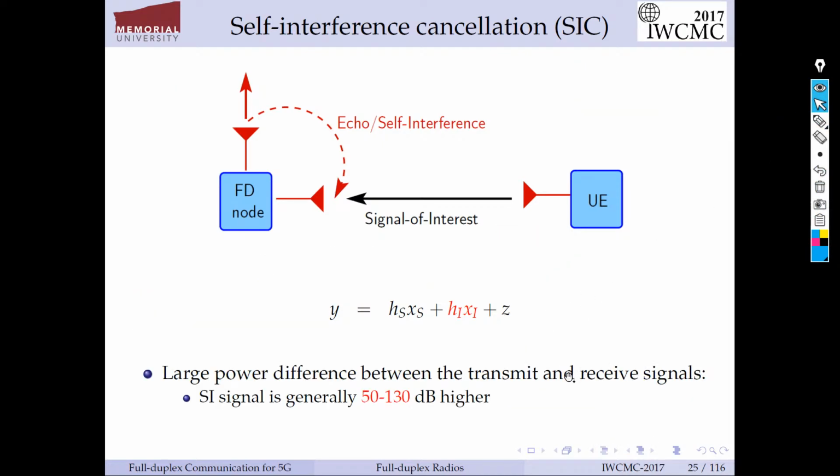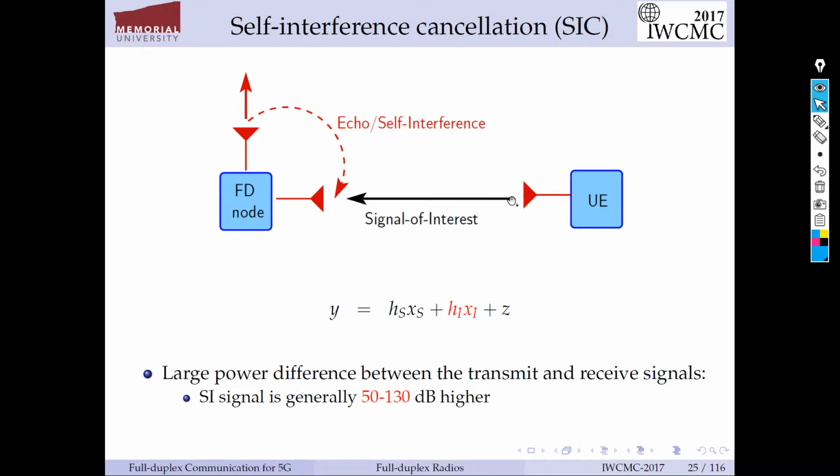So we have a large power difference between the transmit and receive signals. Keep in mind that once you transmit your signal, the signal power is usually extremely high compared to the power of the signal you receive from the user equipment. It's really huge, because when the user equipment transmits the signal, by the time it reaches the receiver, it becomes really tiny compared to the signal that you transmit right now.